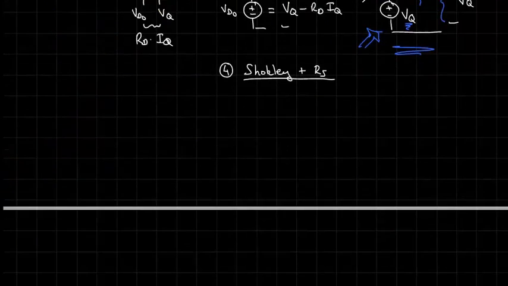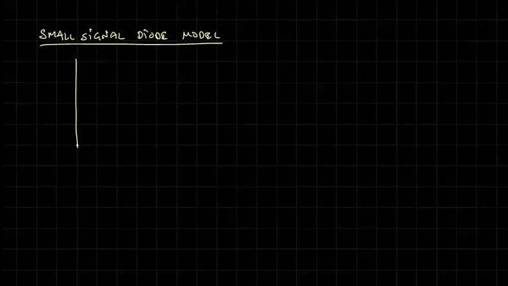All right, and what's nice about that, let me go to a new page now. Small signal diode model. What's nice about this model is that there's no guessing in it. We're going to actually use the diode equations to derive our model.